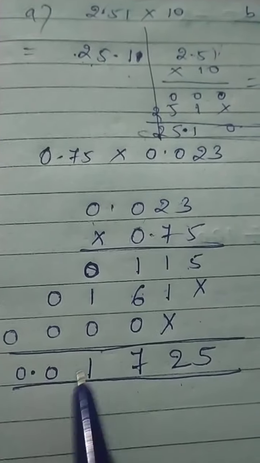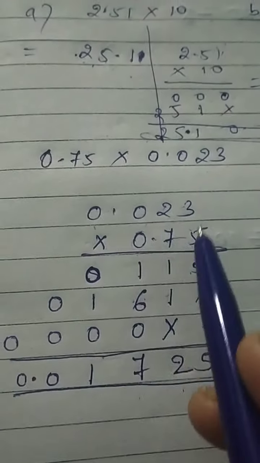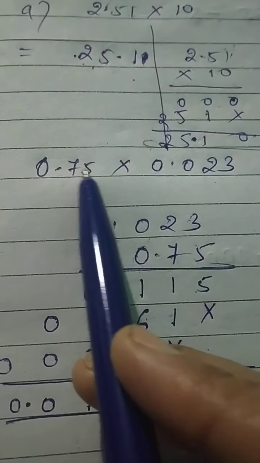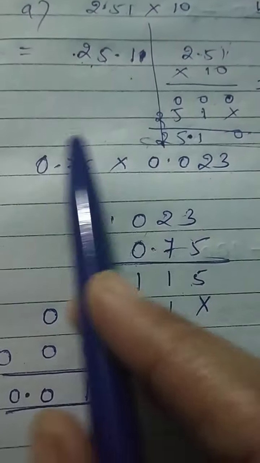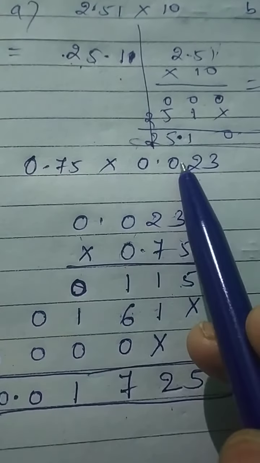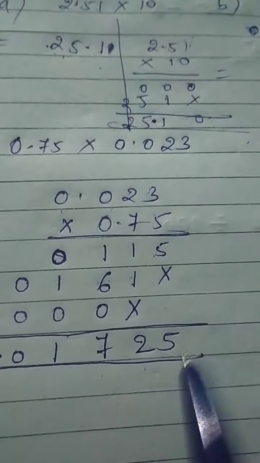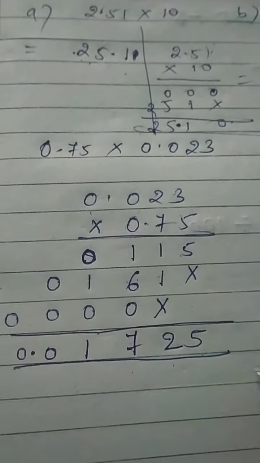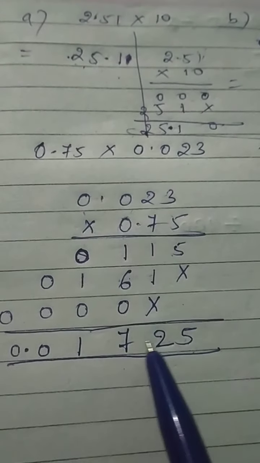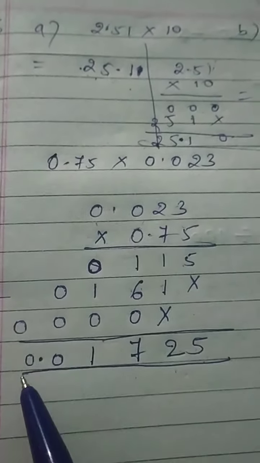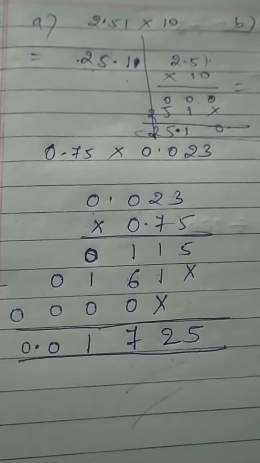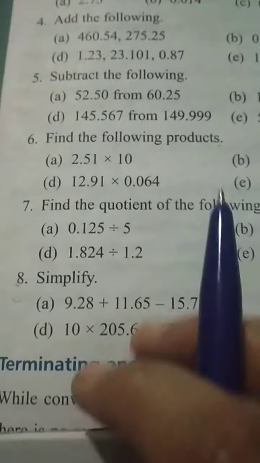Now after how many digits will you put the decimal? You have to count the number of digits after the decimal. 1 2 3 4 5. 5 numbers are there, so you have to put the decimal from the right side after 5 digits. 1 2 3 4 5. Put the decimal here. This is the answer. Got it? So all the multiplication you have to do like this only.